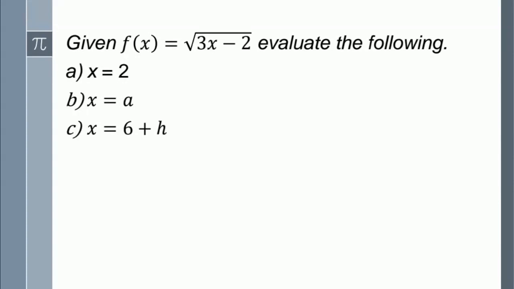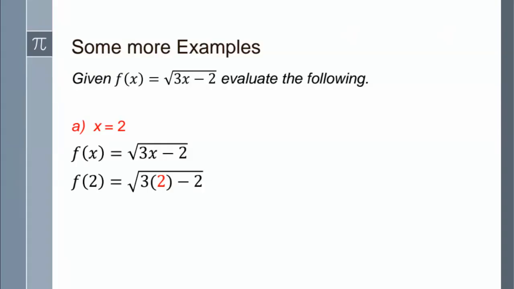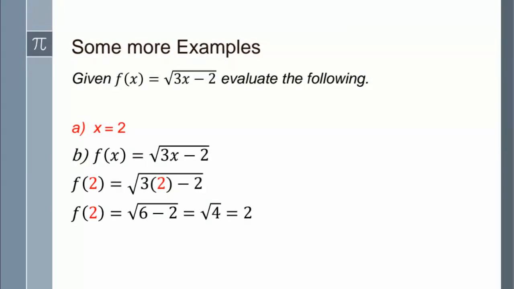So let's look at the first one, A, x equals 2. What that means is that for this function, everywhere we see x, we're going to plug in 2. So we have the square root of 3 times 2 minus 2. So we do the order of operations. We'll do the multiplication. 3 times 2 is 6. 6 minus 2 will give us the square root of 4. And the square root of 4, we all know that it's 2. So that's how we will be evaluating functions.